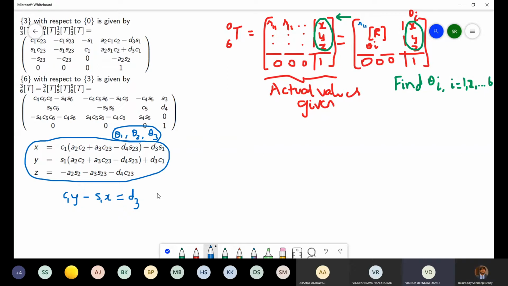So what we'll have to do is s1 y plus c1 x. I'm not sure what we should do actually. Yeah, so just take some time, think what exactly we should do.